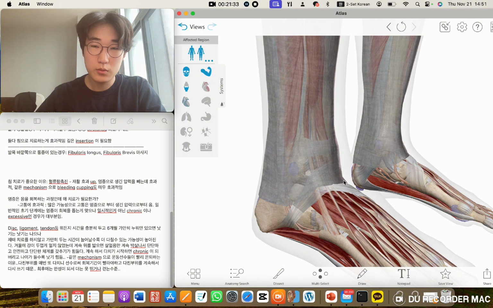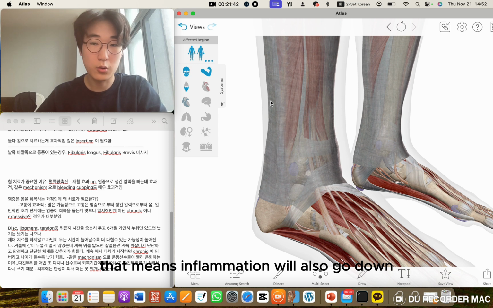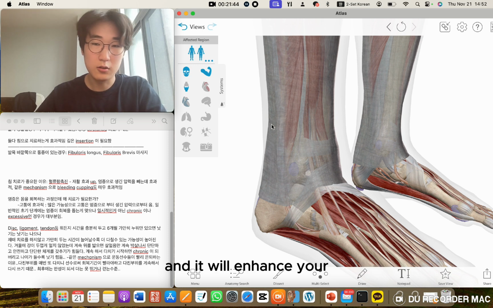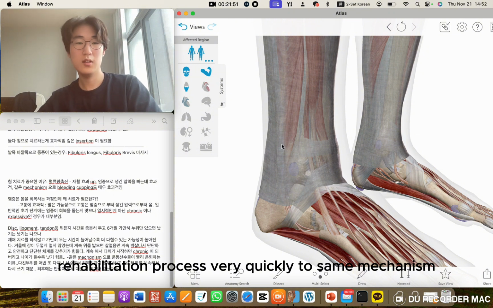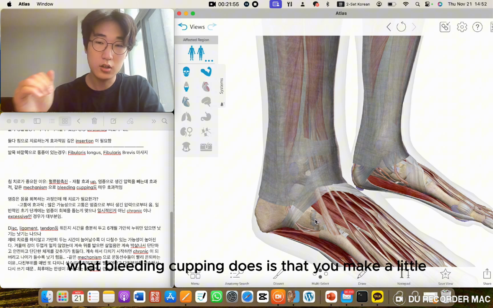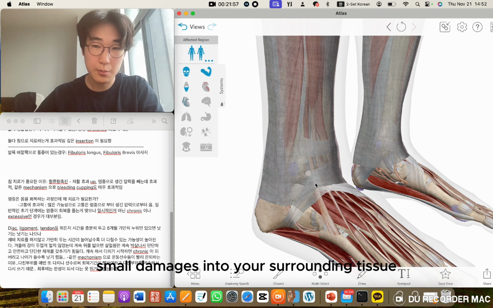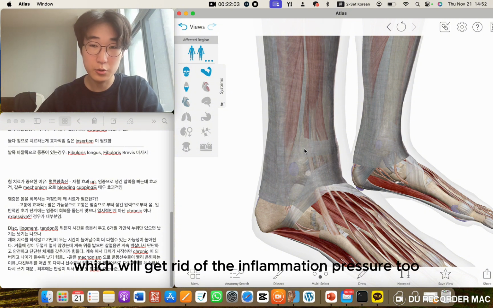So that means when you get rid of the pressure, the inflammation will also go down and it will enhance your rehabilitation process very quickly too. Same mechanism, bleeding cupping also. What bleeding cupping does is that you make a little small damage to your surrounding tissue and then you bleed out on the local area, which will get rid of the inflammation pressure too.